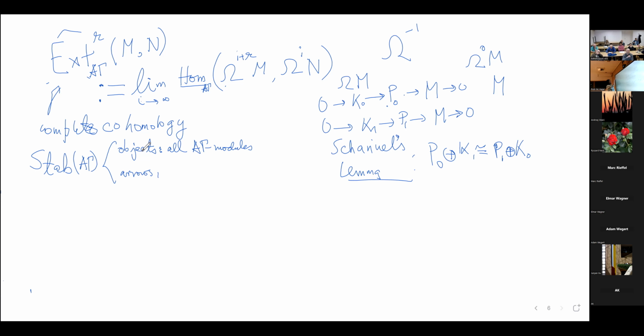X hat 0 classes modulo maps that factor through modules with finite projective dimension, because I'm taking this limit. For finite groups, I can just build things that are quotienting through projectives. This is giving me my hom set.